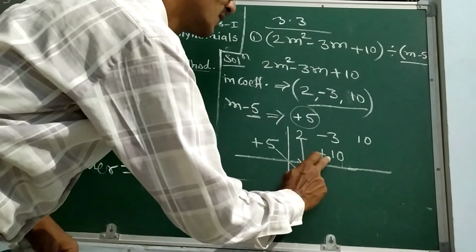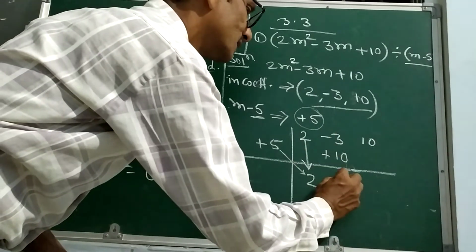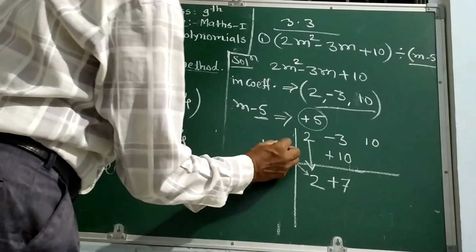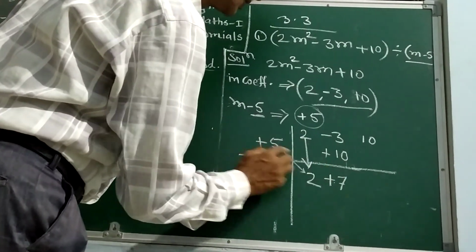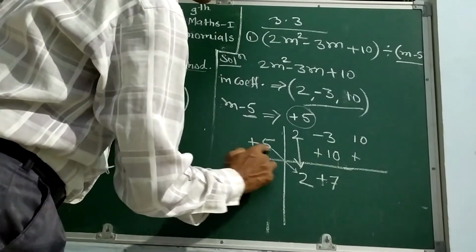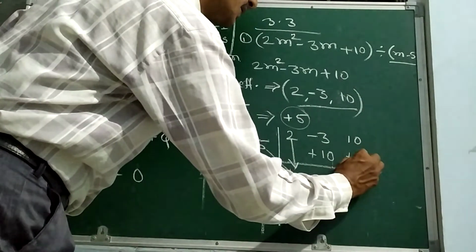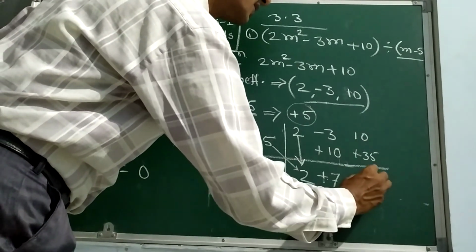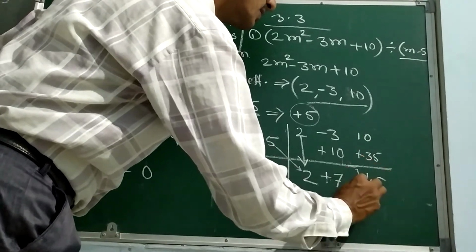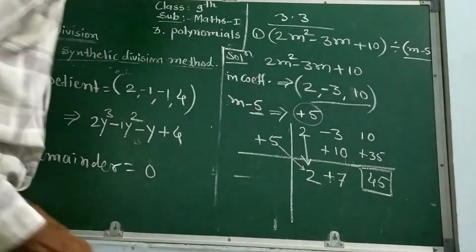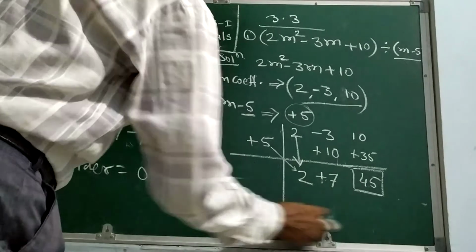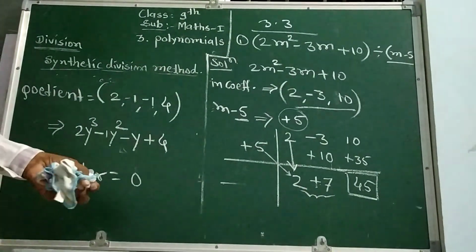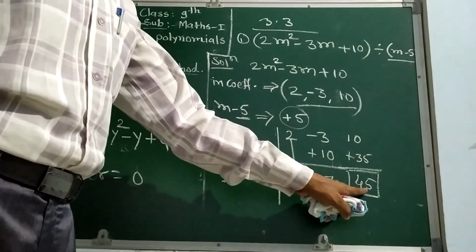So I write this subtraction, 10 minus 3, that is plus 7. Now again I multiply this 5 into 7, plus plus, that is plus, and 5 into 7 is 35. So again take the addition of this 35 plus 10, that is 45. This is the last term. So in this case, this is the quotient and this is the remainder.